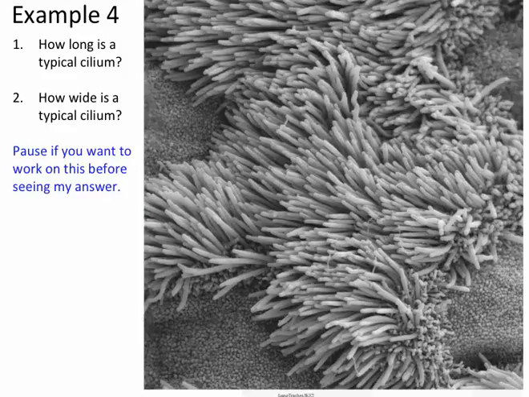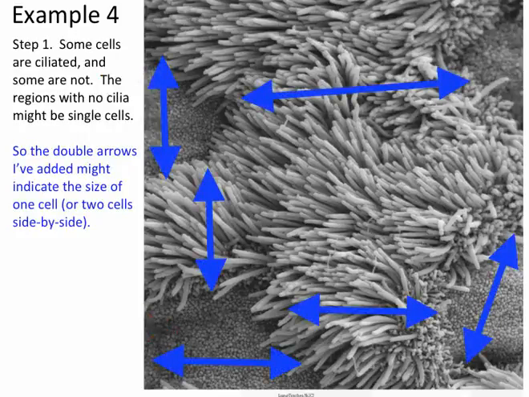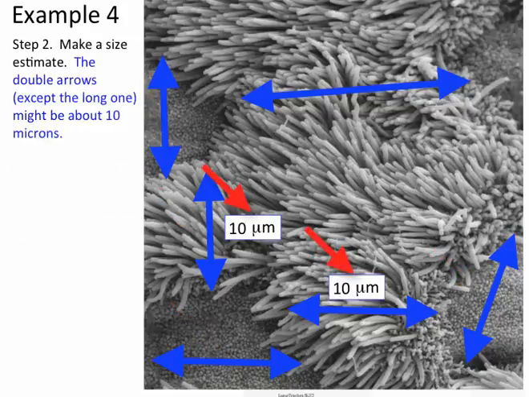Some of the cells are ciliated and some are not. The regions with no cilia might be single cells. The double arrows I've added might indicate the size of one cell or two cells side by side. So now we need to make a size estimate. The double arrows, except the long one, might be about the width of one cell, about 10 microns.